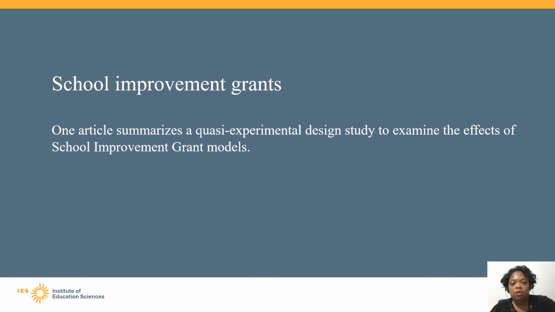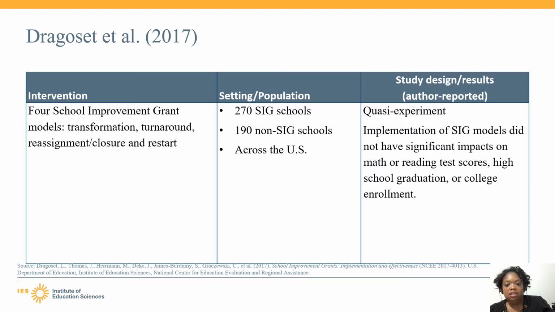One article summarizes a quasi-experimental design study to examine the effects of school improvement grant models. Dragoset et al. 2017 summarizes a research study of over 400 schools, with 270 of those that received school improvement grant funds. SIG-funded schools were required to implement improvement models such as the transformation model, the turnaround model, reassignment and closure, or school restarts. This article provides a good description of these intervention models. It is a quasi-experimental design study, and the authors reported that the implementation of SIG models did not have significant impacts on math or reading test scores, high school graduation, or college enrollment rates.